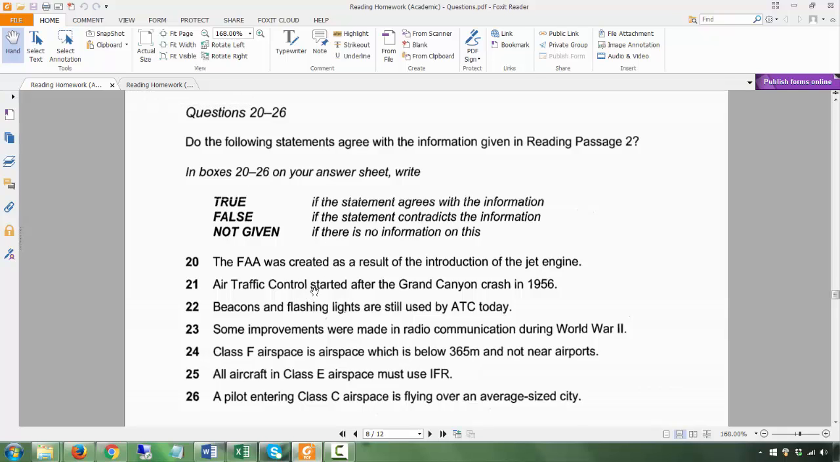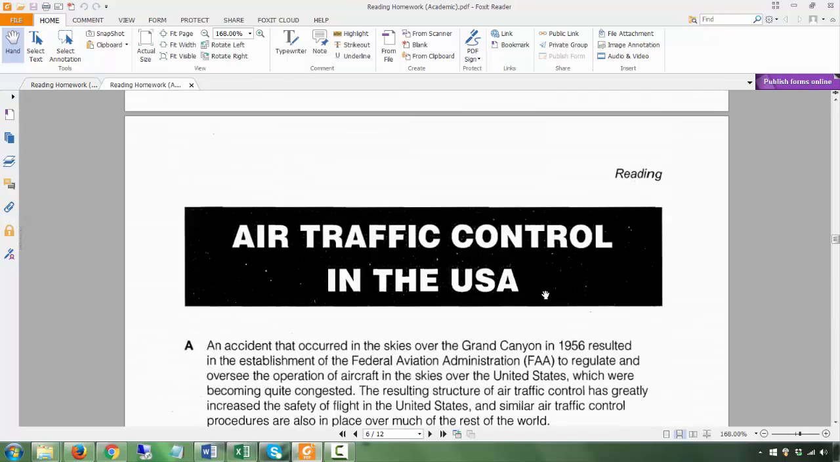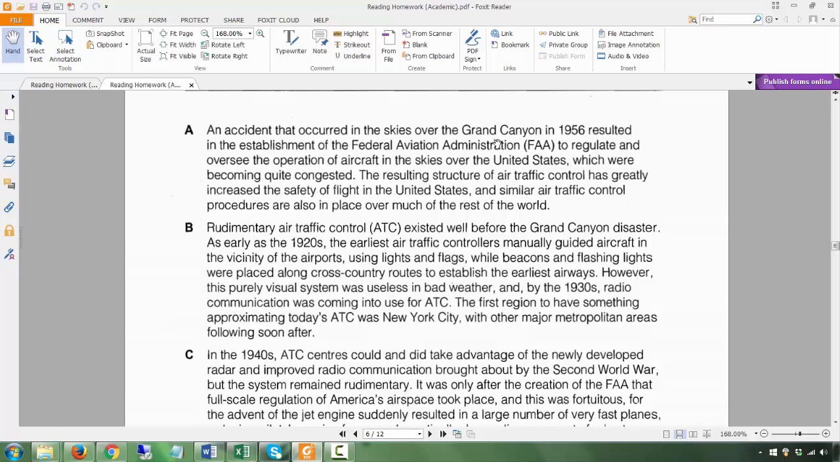Okay, so 20, the FAA was created as a result of the introduction of the jet engine. Okay, the FAA. What was the cause of the creation of this FAA? An accident occurred, so this accident resulted in the FAA.